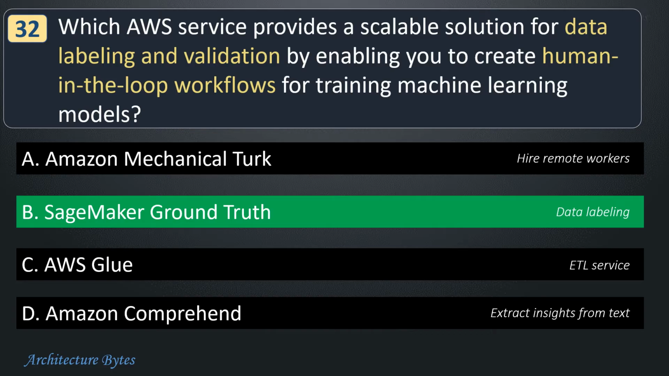Amazon Mechanical Turk is a crowdsourcing platform for hiring remote workers to perform various tasks. It lacks specific integration for machine learning workflows that SageMaker Ground Truth offers. AWS Glue is an ETL service not focused on data labeling or validation. Amazon Comprehend is a service for extracting insights from text and not for data labeling.